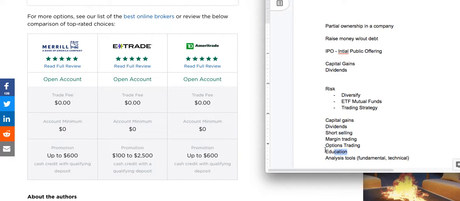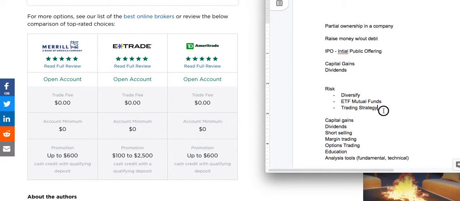And then just a last few things here. Some will offer education or analysis tools, either for fundamental analysis, technical analysis, stuff like that. So those are just some basic benefits that they offer, and what to look out for when looking for a broker.